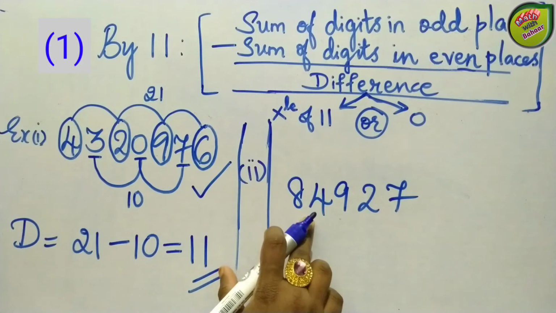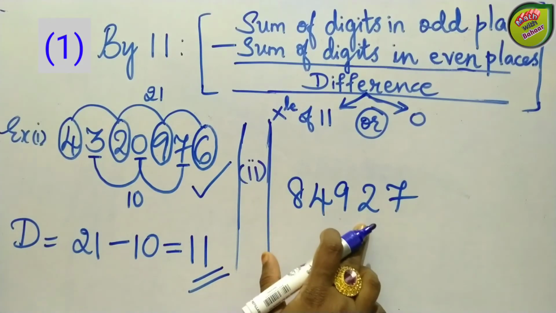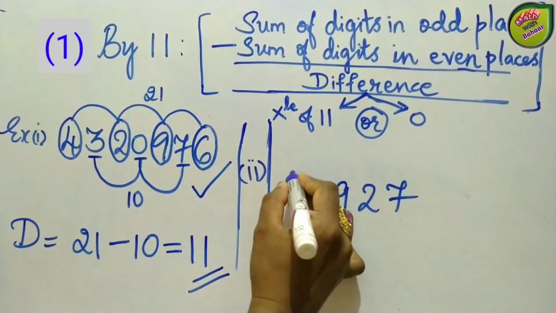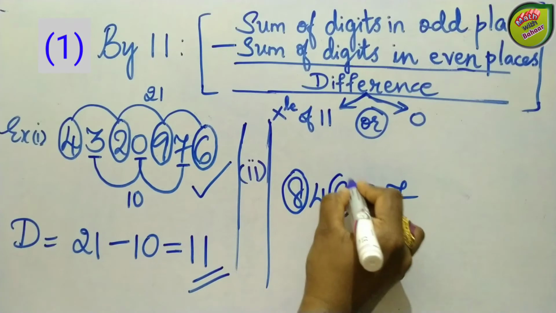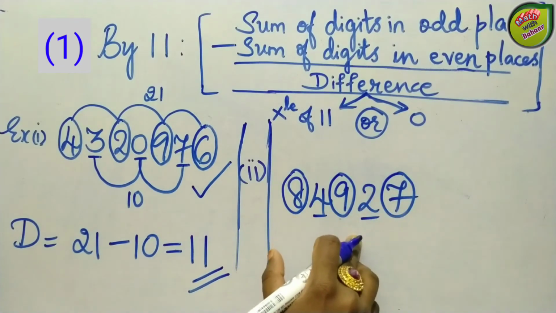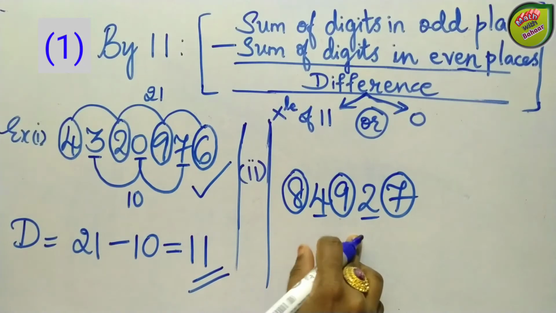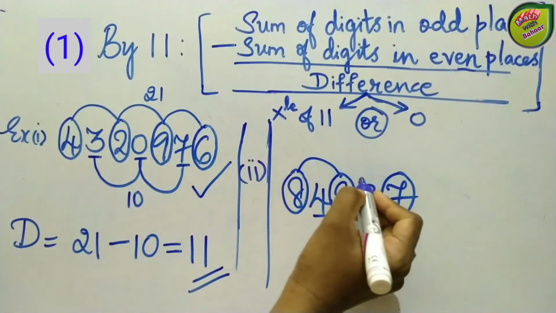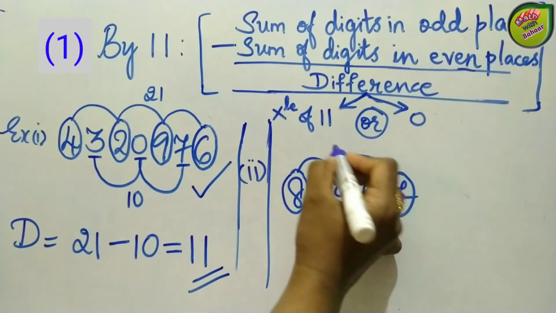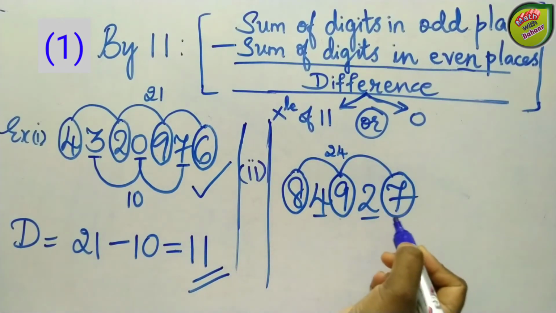I have another example, that is 84,927. Let us check whether this number is divisible by 11. As we know, we first need to circle all the digits which are in odd places, and then you need to underline the digits which are in even places. Now let us find the sum. 8 plus 9 gives us 17 and 17 plus 7 gives us 24, right?